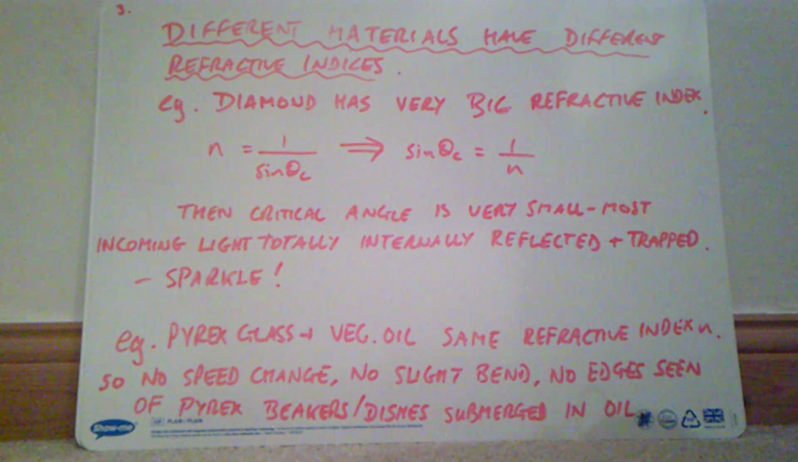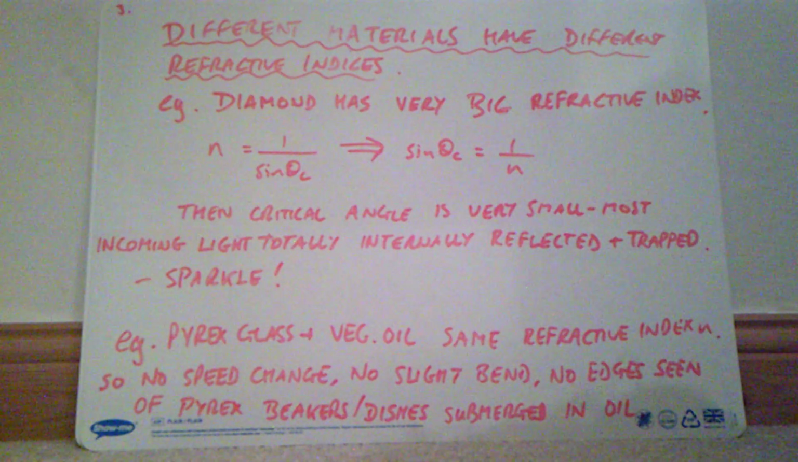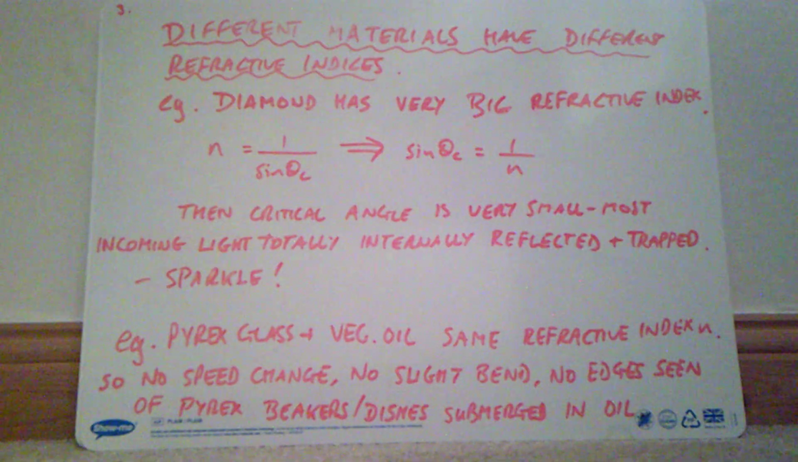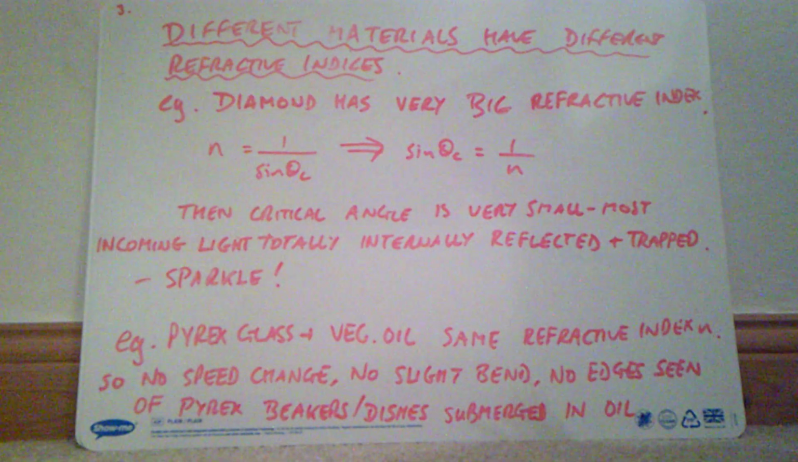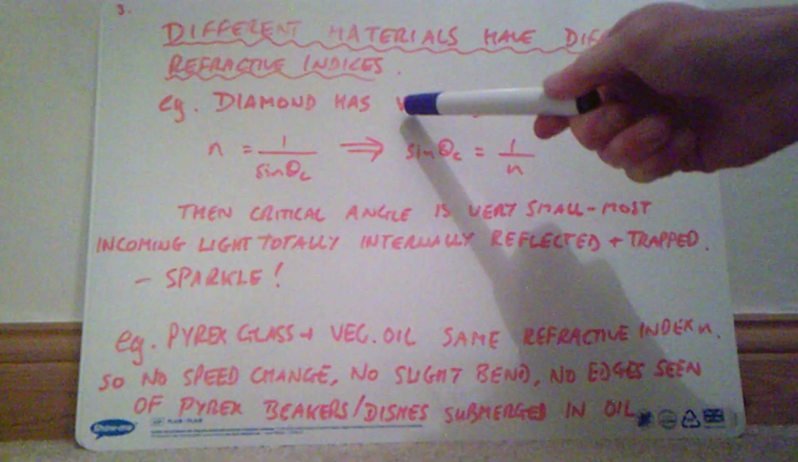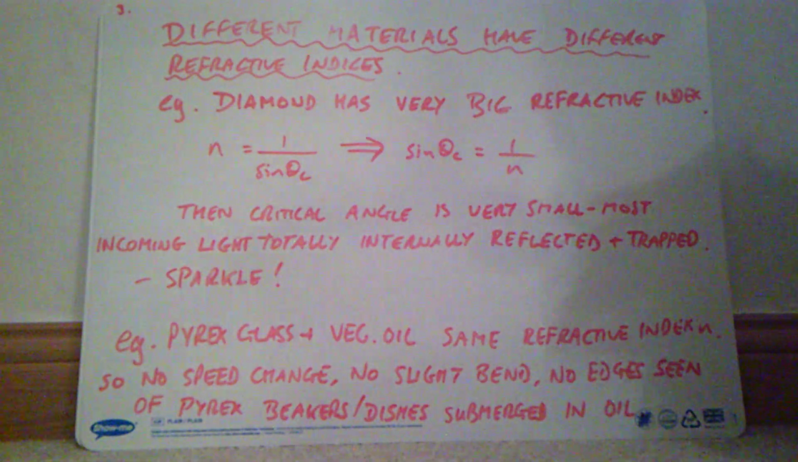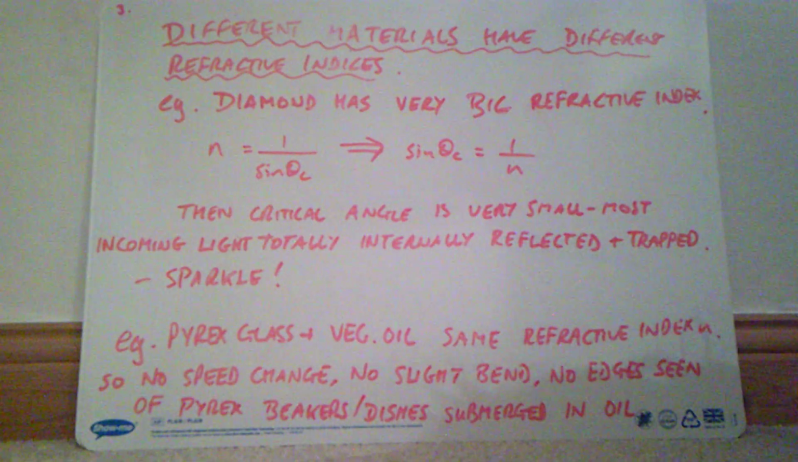Anyway, modern window glass, there's not a big direction change because there's not a very big refractive index, and so light rays aren't distorted. However, there are things like diamond which have a very big refractive index, and this is why diamonds are so pretty and sparkly.